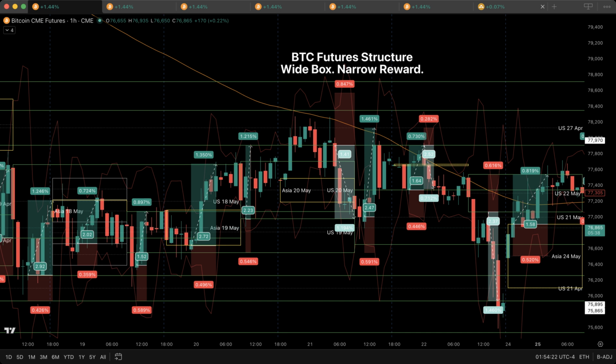When the target moves, the stop must move too. A target that moves without a stop is only hope. But the stop cannot become too tight. If normal reaction touches it, the trail damages the trade. If the stop stays too far back, the trail protects nothing. So the stop follows structure, not fear, not greed, not the last green candle.